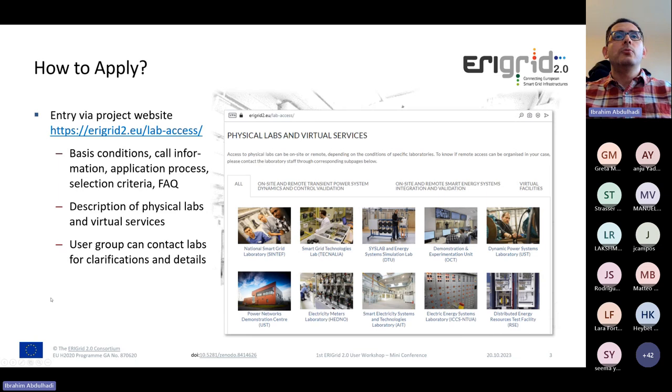So how do you apply to the ERIGrid access scheme? If you don't know already, please visit the website. erigrid2.eu/lab-access. You will find all the information related to the access program, including the conditions, eligibility, as well as descriptions of the lab facilities. There are currently about 21 lab facilities that are offering free access to user groups. You can also contact the labs directly for any clarifications if you're not sure whether your application or proposal would fit in the respective lab.